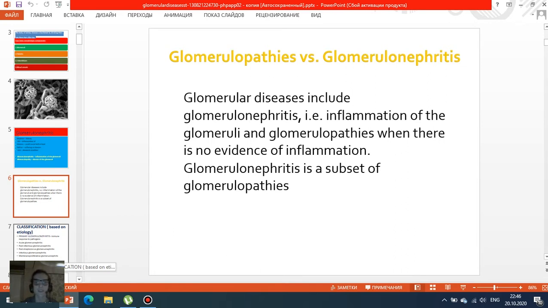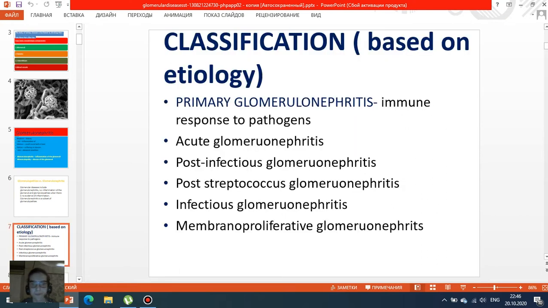Glomerular diseases include glomerulonephritis, which is inflammation of the glomeruli, and glomerulopathies when there is no evidence of inflammation. Glomerulonephritis is a subset of glomerulopathies. Classification of glomerulonephritis based on etiology. We have primary glomerulonephritis and secondary glomerulonephritis.